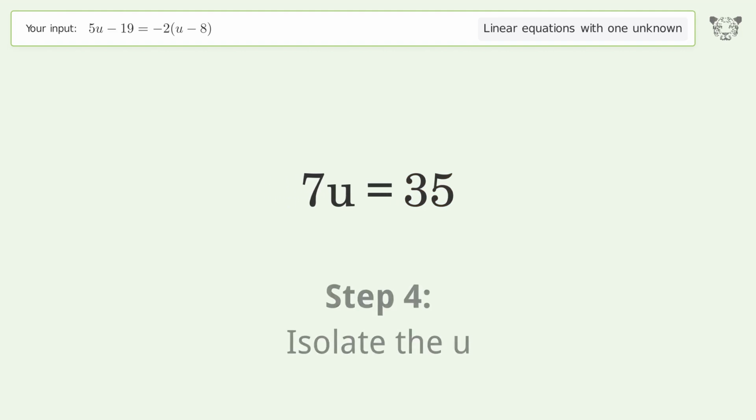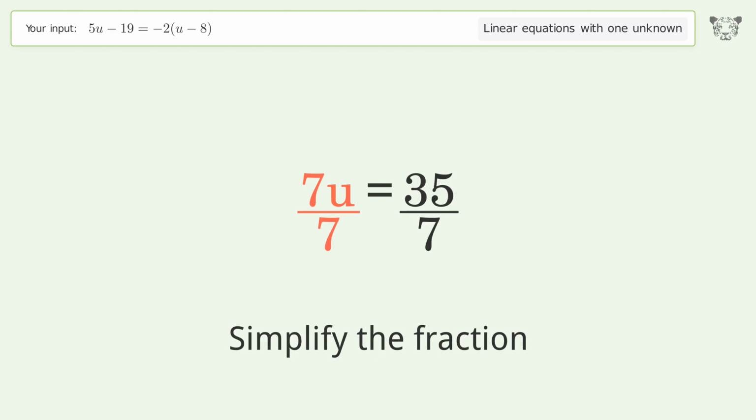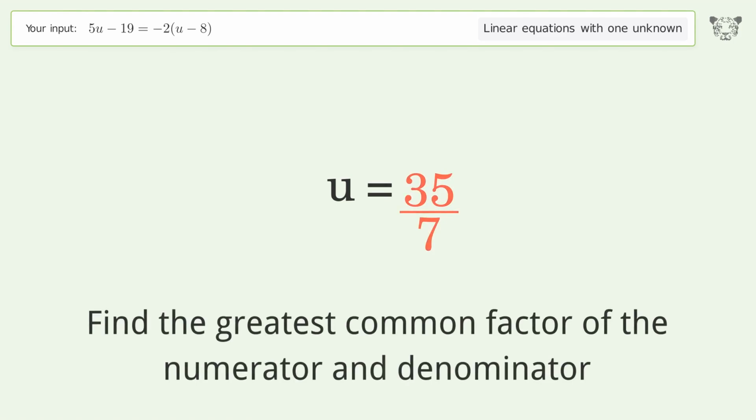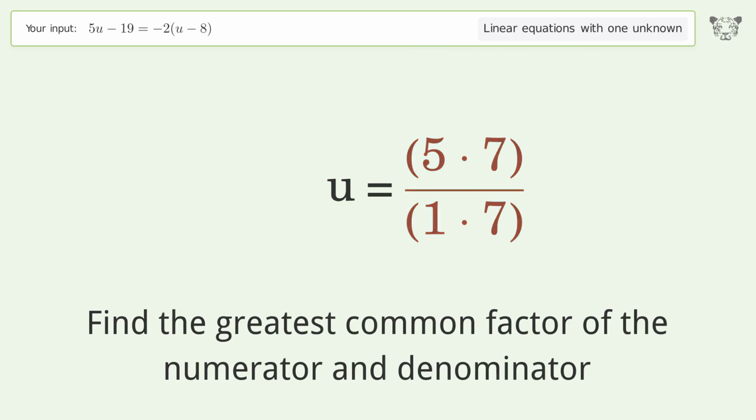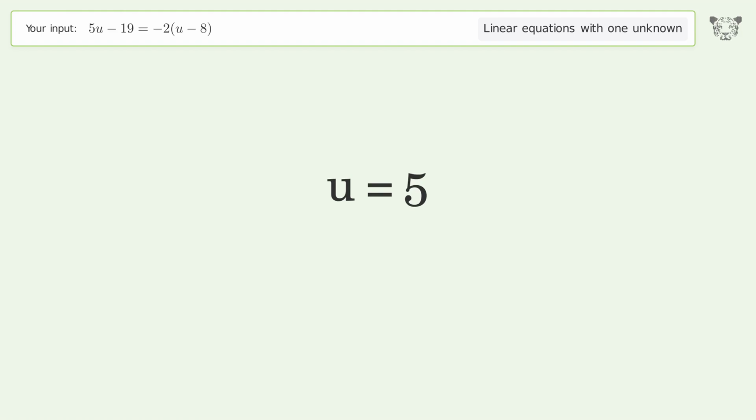Isolate the u. Divide both sides by 7. Simplify the fraction. Find the greatest common factor of the numerator and denominator. Factor out and cancel the greatest common factor. And so the final result is u equals 5.